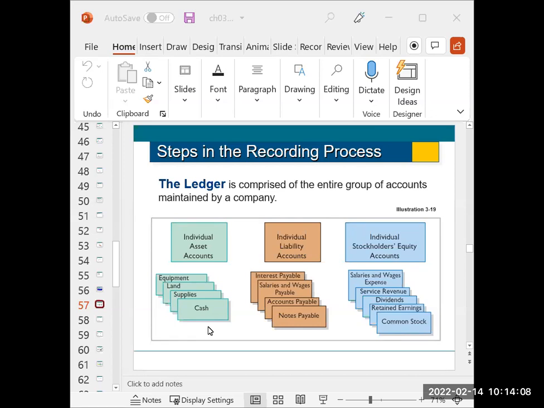Well, in this class, though, we don't do that. We're just using the control account to make it simple. Okay, so every one of them has a T account.